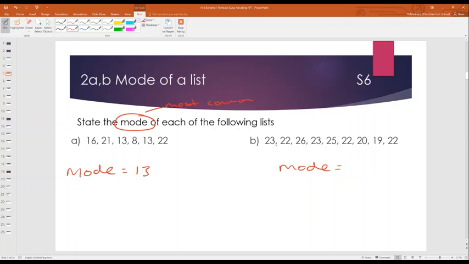A little bit harder for question B, but have a look through. There's 23 there and 23 there. But then when I look a little bit further, there's 22, 22, 22. So 22 comes up 3 times, and the maximum that any other number comes up is twice. So the mode is 22.